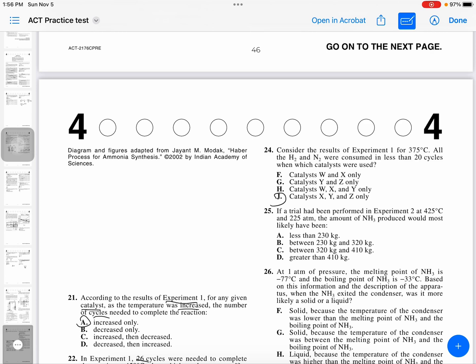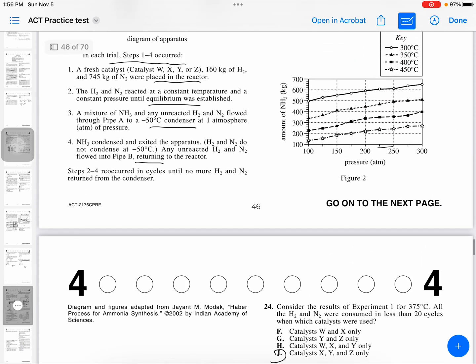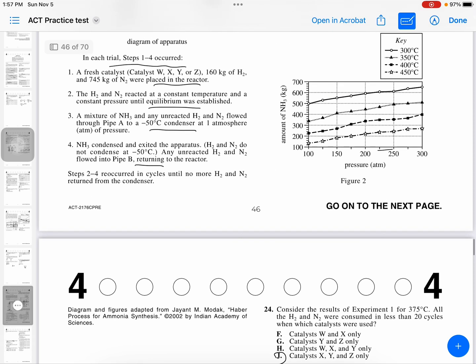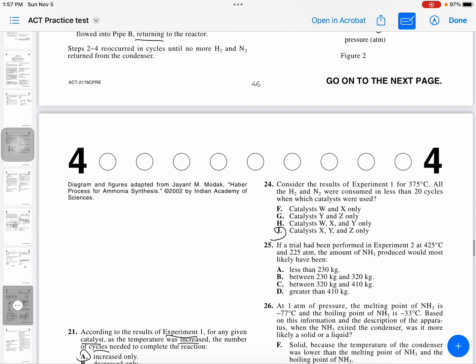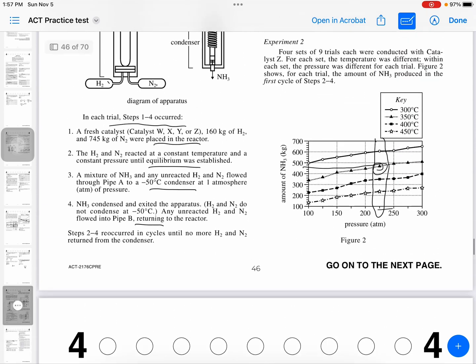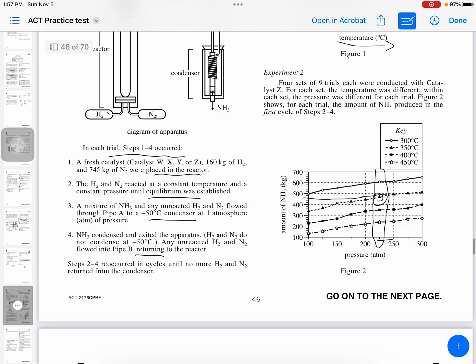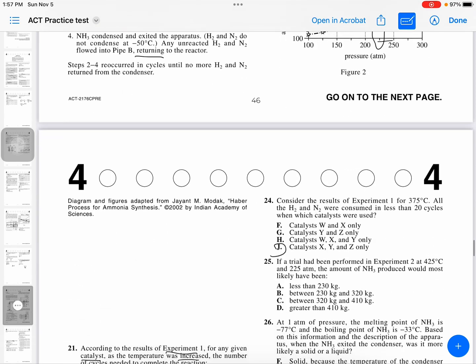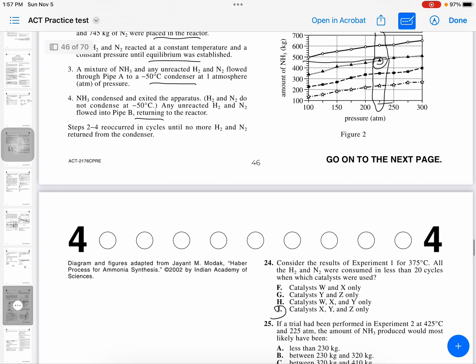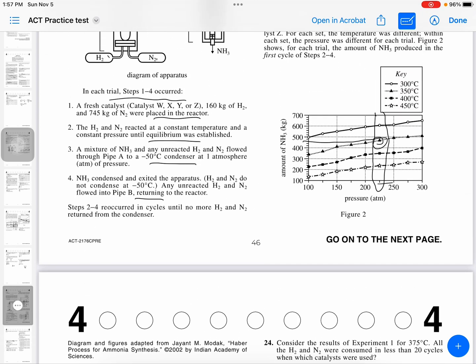amount of NH3 produced would most likely have been at 425 and 2.25. So we're at 2.25 and 425 gives us that one. The amount of NH3 would have most likely been NH3. What? 425. Oh, my goodness. I'm misreading it. Read the key, folks. Read the key. At how many degrees? At 425, and so we're between the square and the star. We're somewhere in here.